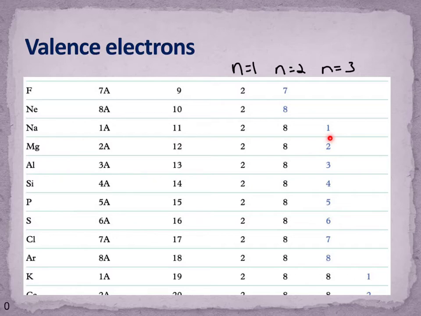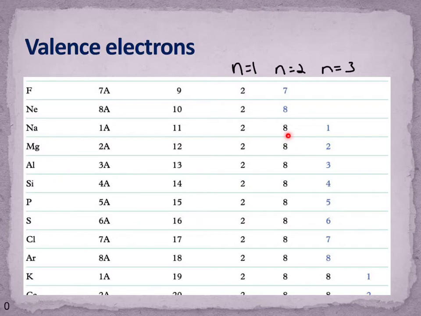And you'll notice the same pattern as we go across. We go from fluorine, we have 7, neon has 8, sodium 1, magnesium 2, aluminum 3. We're basically working our way across the periodic table. And note that we've already seen this 8 before when we looked at these shells. We said, well, n equals 2 and 3, we're only going to fill up to 8 electrons.